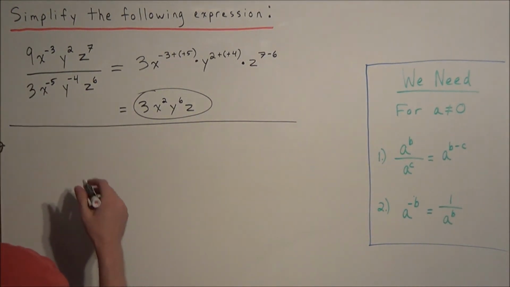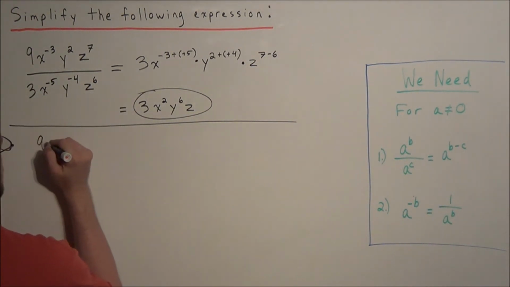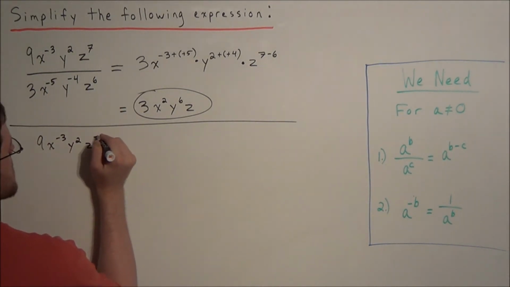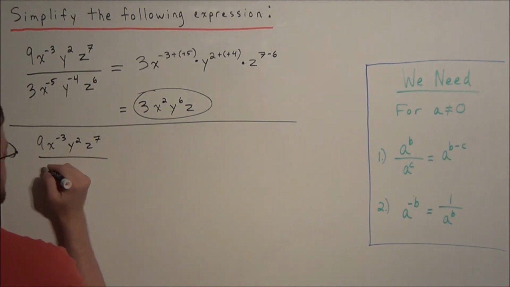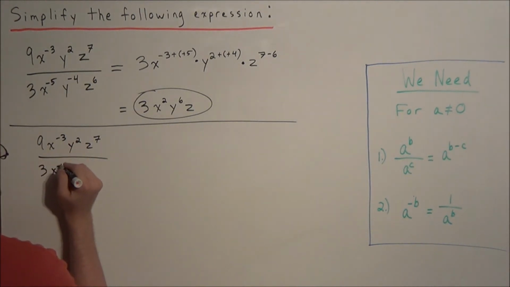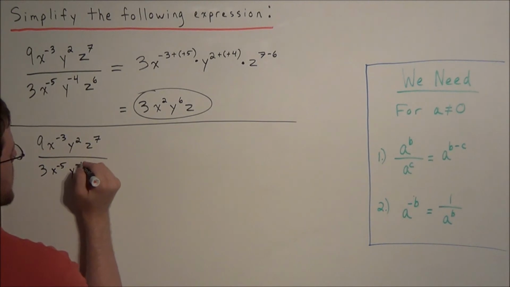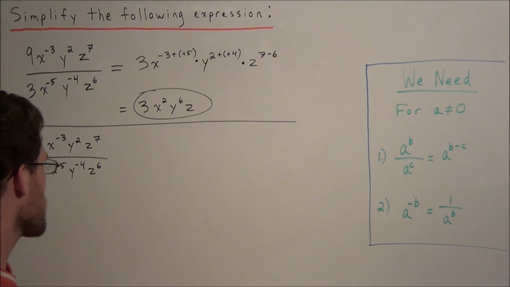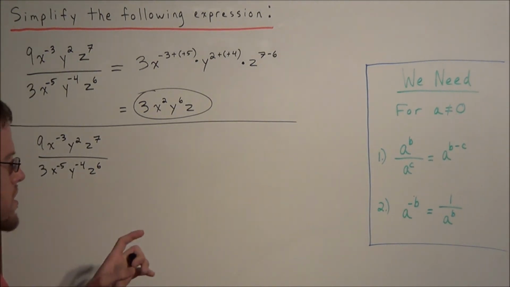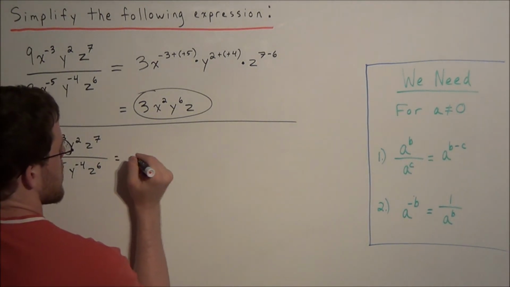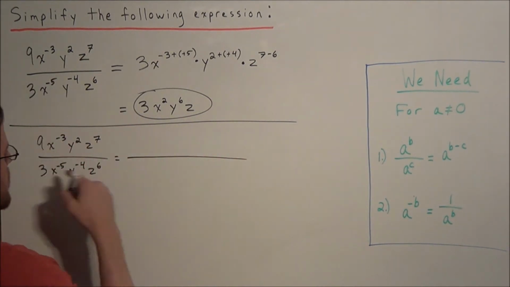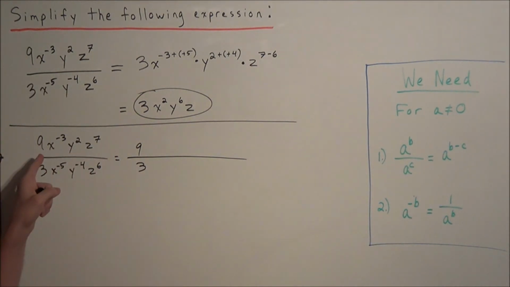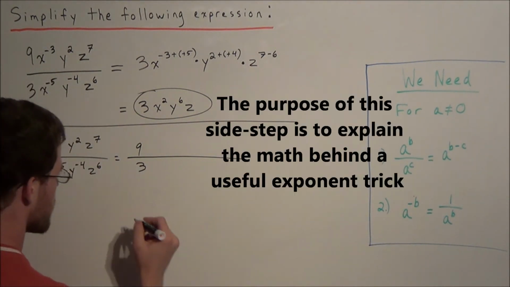So now we have 9x to the negative 3, y to the second, z to the 7th, divided by 3x to the negative 5th, y to the negative 4, z to the 6th power. So we use this property, but first I want to analyze one example where we do this in a dramatic fashion. We're just going to rewrite 9 and 3, because we're not using this property on 9 and 3. But let's look at x to the negative 3 over x to the negative 5.